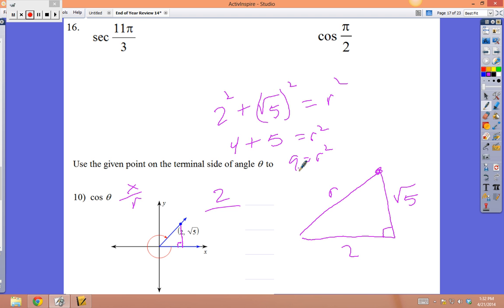Undo the square, square root. So r is going to be, I know r's got to be 3. So it's going to be 2 on top, 3 on bottom, 2/3. So if they give you a point, you can use the Pythagorean Theorem and find out all 3 sides.